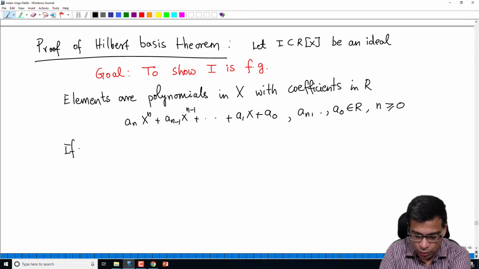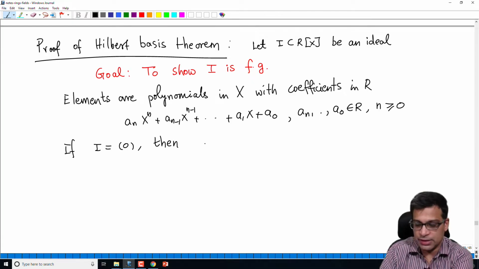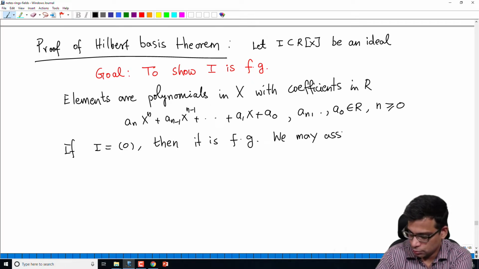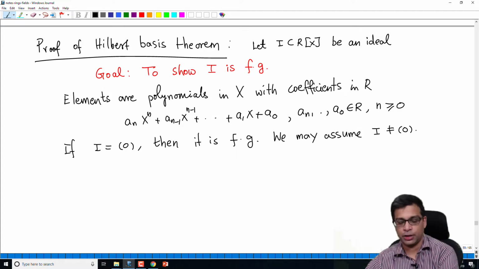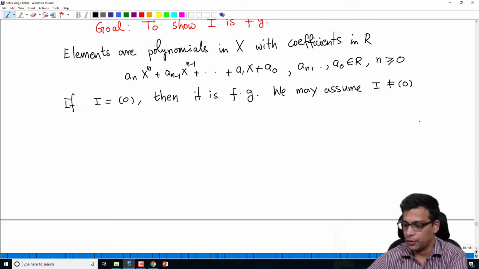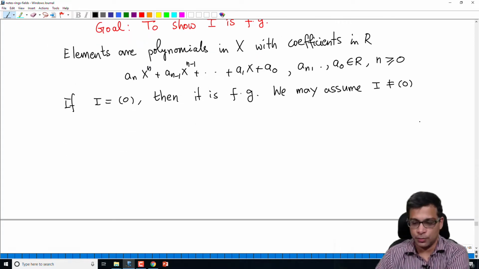If I is the 0 ideal, then it is certainly finitely generated. So we may assume I is not the 0 ideal. The 0 ideal is certainly a finite ideal. In fact, it consists of only the 0 element. So it is surely finitely generated. So we may assume I is not 0.